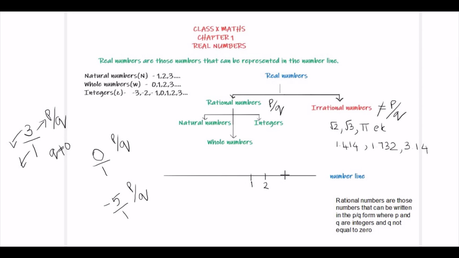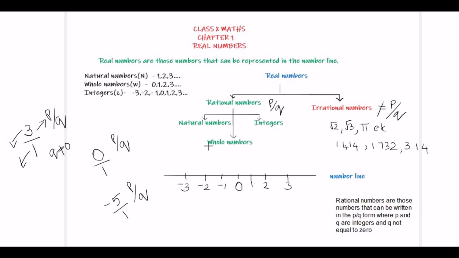It can be represented in the number line. These are the natural numbers. Now along with that, if you add the 0, it becomes the whole numbers. So whole numbers can also be represented in the number line. Now, just check the negative numbers. You can write the negative numbers too in the number line.